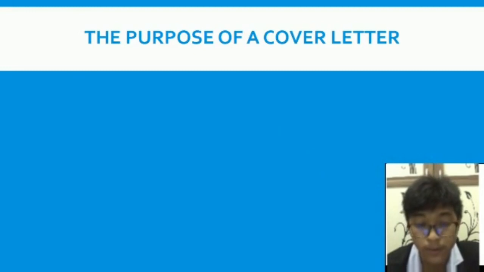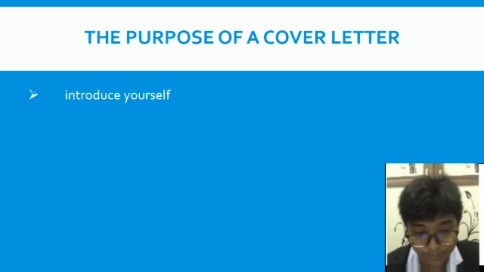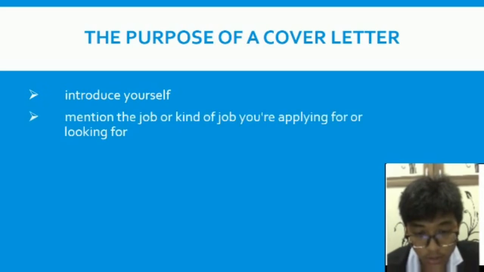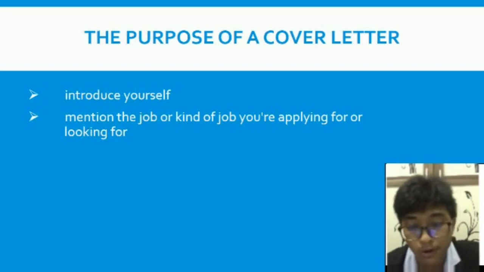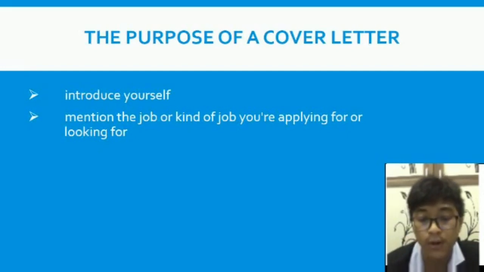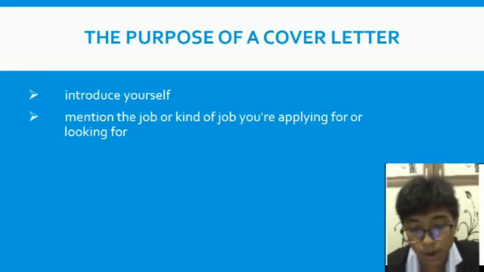Okay, so before making a good cover letter, it is good for you to know the purpose of the cover letter that we make. Okay, first is introduce yourself. Introduce yourself without lying, because every company or organization wants to know you honestly so they can find a suitable position for you in the company. The second is mention the kind of job you are applying for.